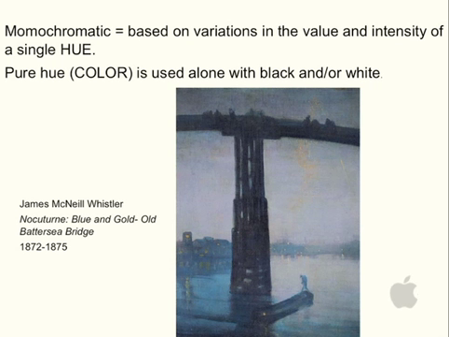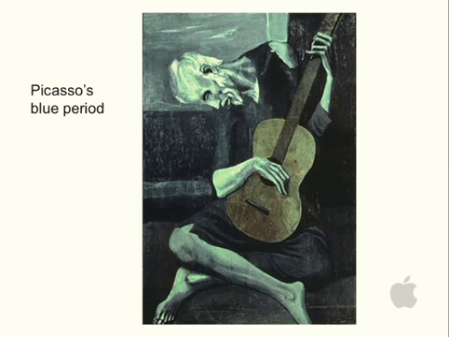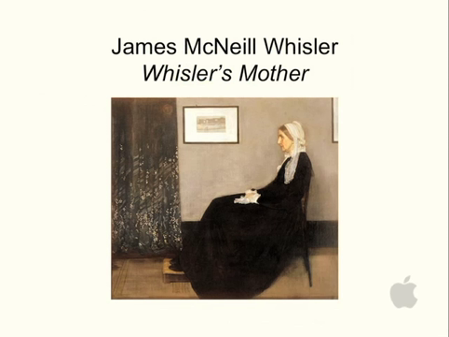So James Whistler, in this Nocturne Blue and Gold, Old Battersea Bridge, is considered monochromatic. There's kind of just a real single color that is dominant here. That being blue, with specks of gold. Let me go back one.